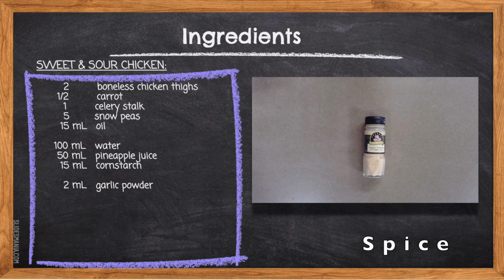Garlic powder is made from dehydrated garlic cloves that have been dried and finely ground. Garlic powder adds a more intense, concentrated garlic flavor to our stir fry, rather than using fresh garlic cloves, which would add a more subtle flavor.